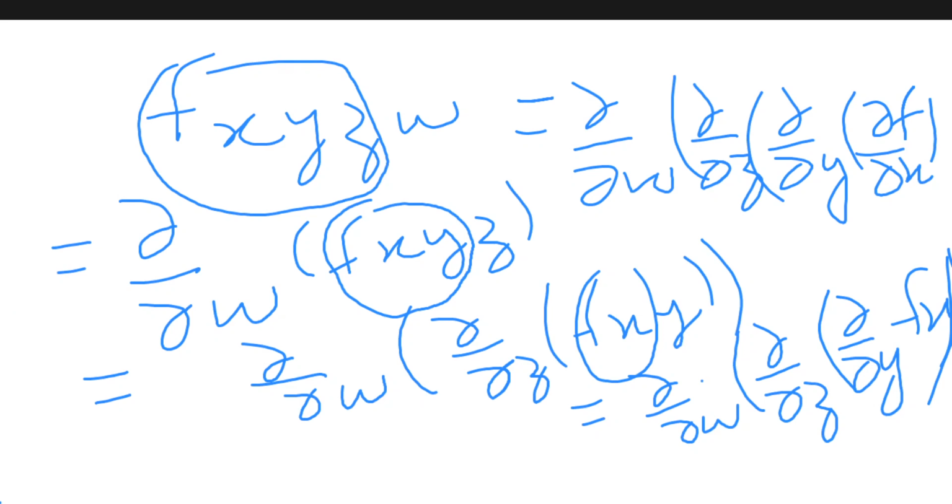So firstly, you will have to calculate this one term, then take its derivative with respect to y, then take derivative with respect to z, and at the end, take derivative with respect to w. When you take derivative with respect to w, you will treat x, y, and z as constants. When you take derivative with respect to z, you will treat w, x, y as constants. And when you take derivative with respect to y, you will treat w, z and x as constants.